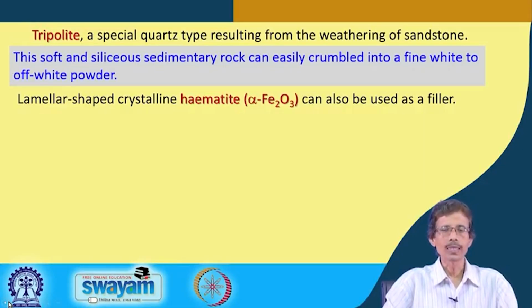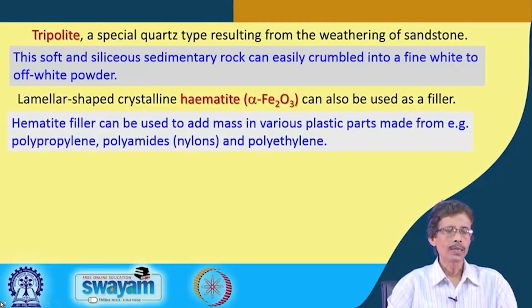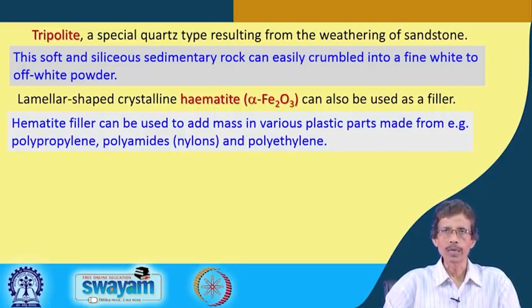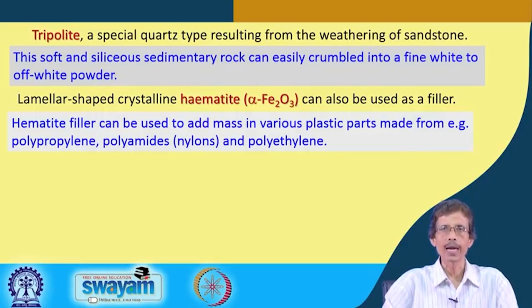So what you see is that in terms of structure, all of them have some lamellar type of structure, because we are going for the layering process using this particular material. So whether it is hematite or other quartz-based or silicon dioxide-based material, it can have a particular structure which is lamellar shaped and crystalline in nature. Then hematite filler, when we use it, can add mass in various plastic parts also, because within the plastics, the polymeric material or the rubber material, we can add all these things as the inorganic filler material.